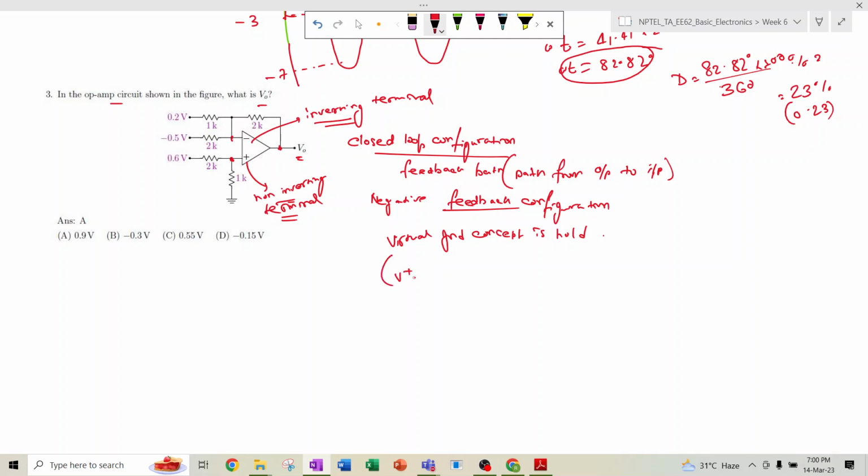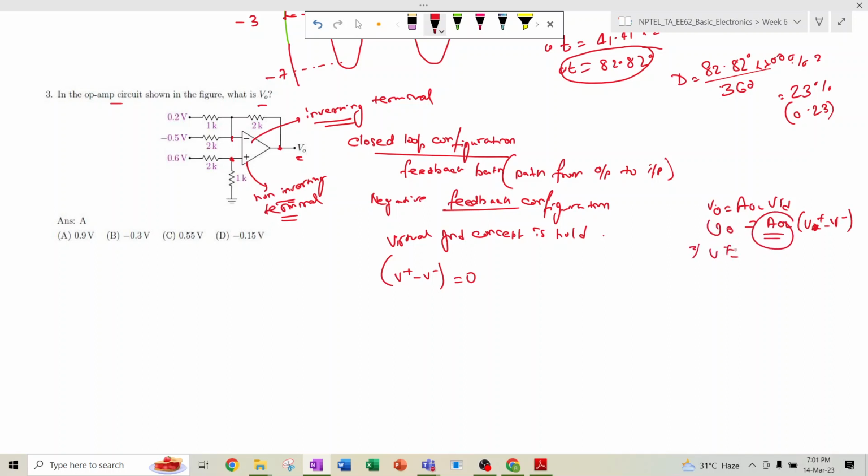Ground means V plus minus V minus is equal to 0, right? You understood how it is getting. Suppose this output VO is nothing but AOL into VID, that is the difference. So AOL into V plus minus V minus. Now this AOL is very high and VO is also limited.